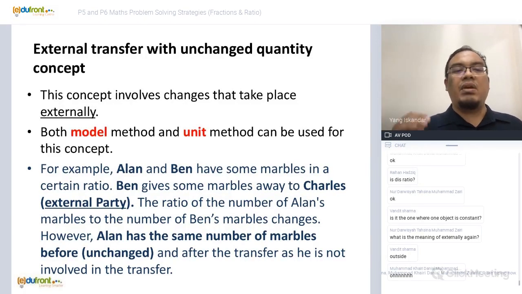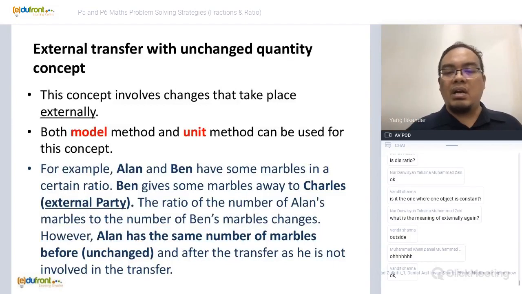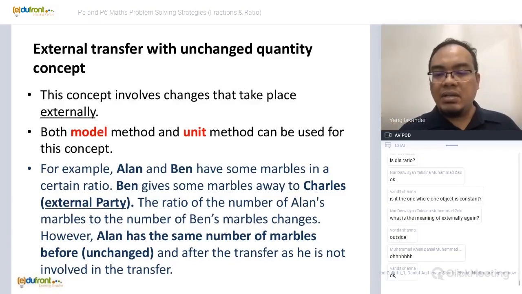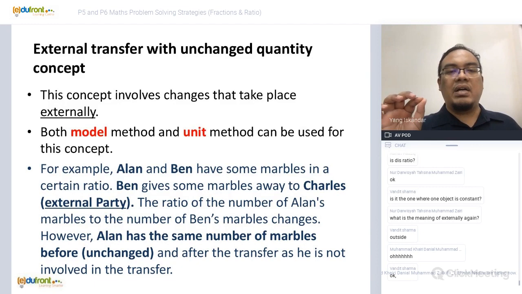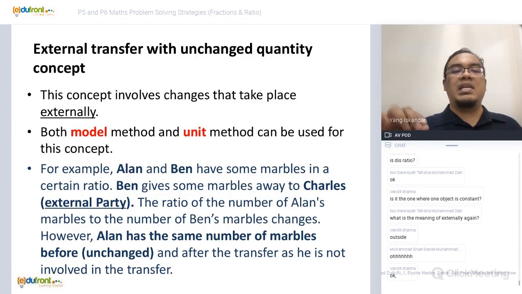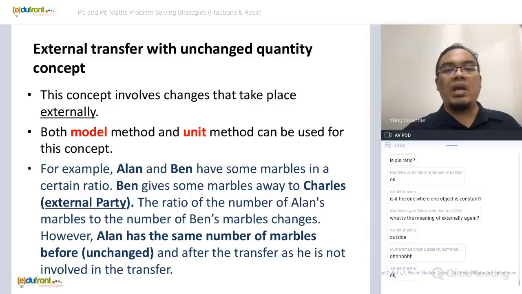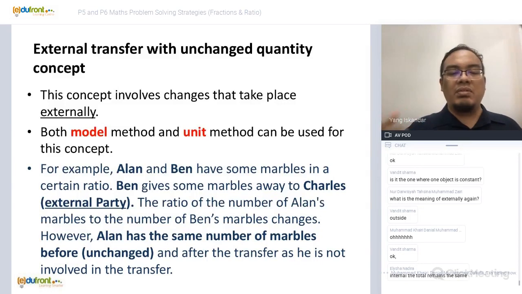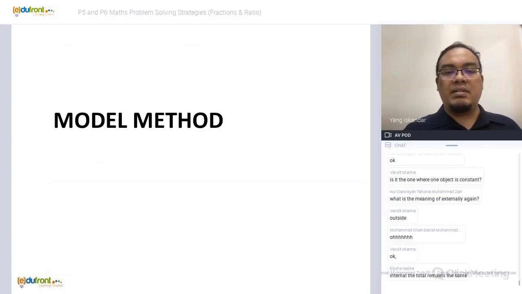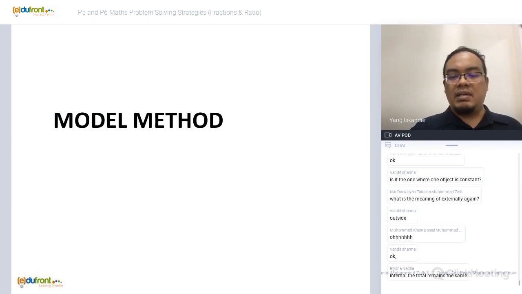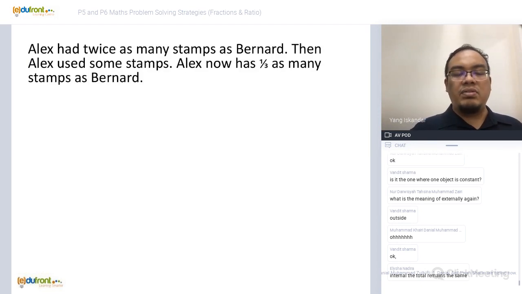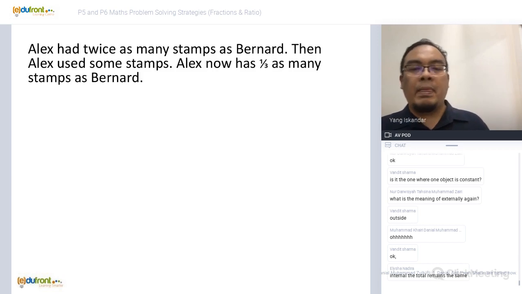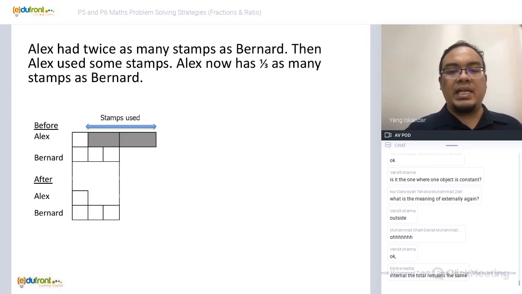So in this strategy, we call it external unchanged because one of the unknowns, one of the objects in the question, is unchanged, but the other variables are changed. Why? Because they give away or they receive something from an external party. Okay, so don't worry if you don't understand. I'm going to show you an example, then you can understand better. Okay, now let's take a look. First, we are going to use the model method.